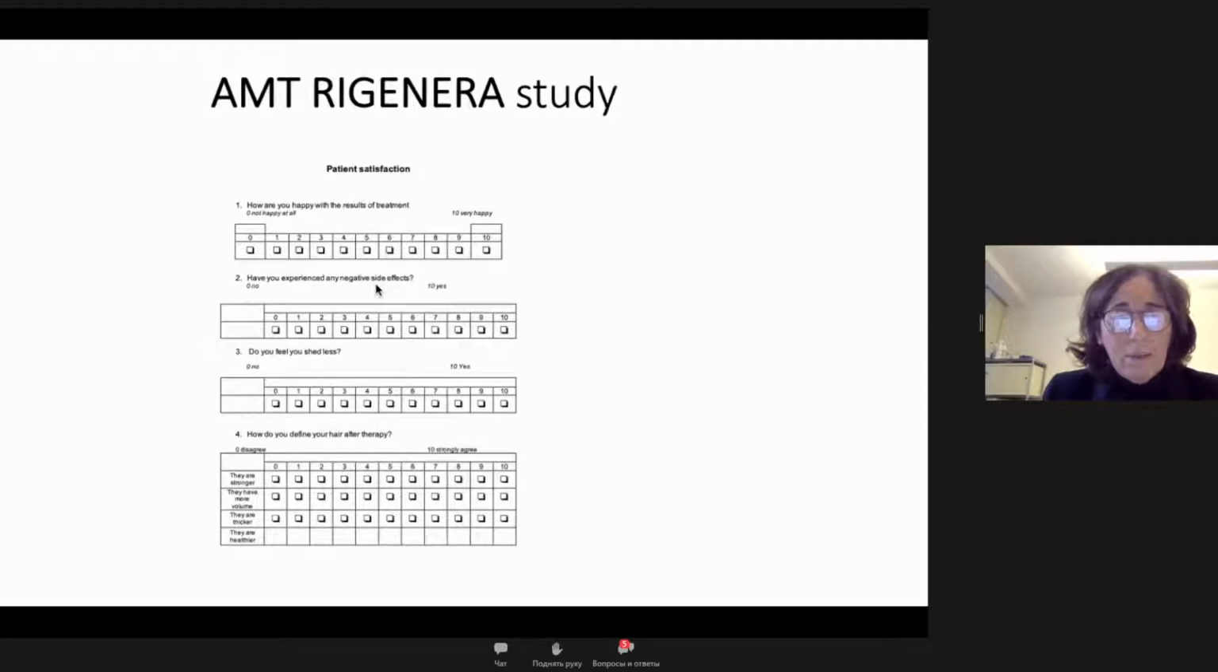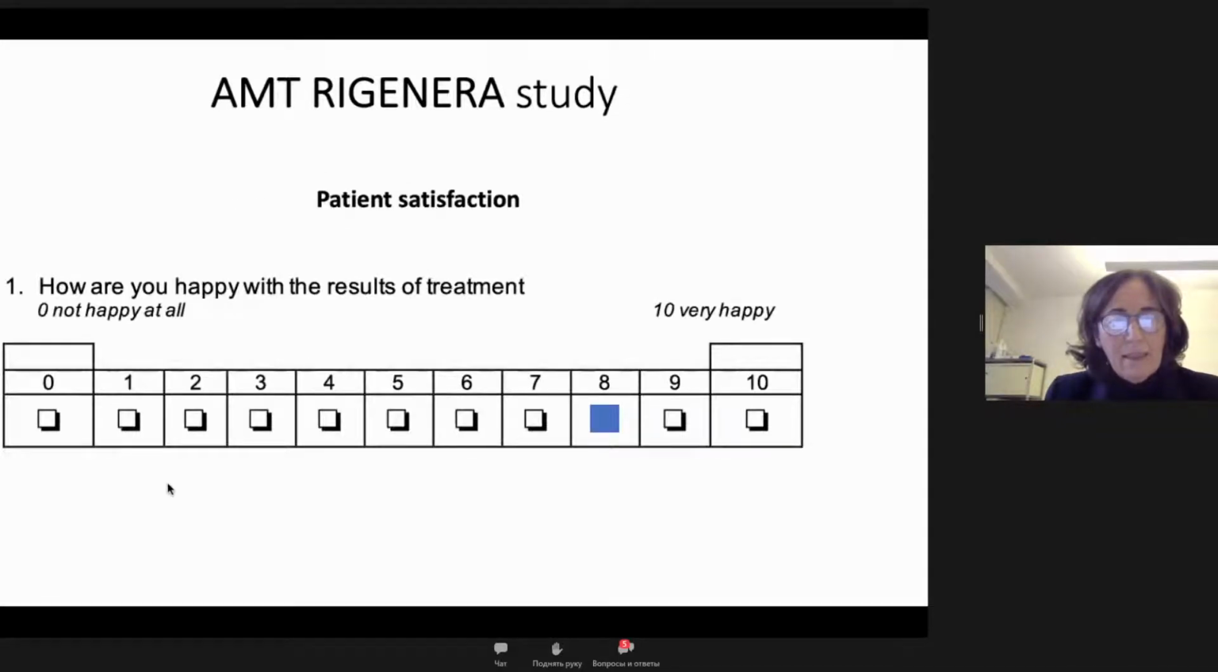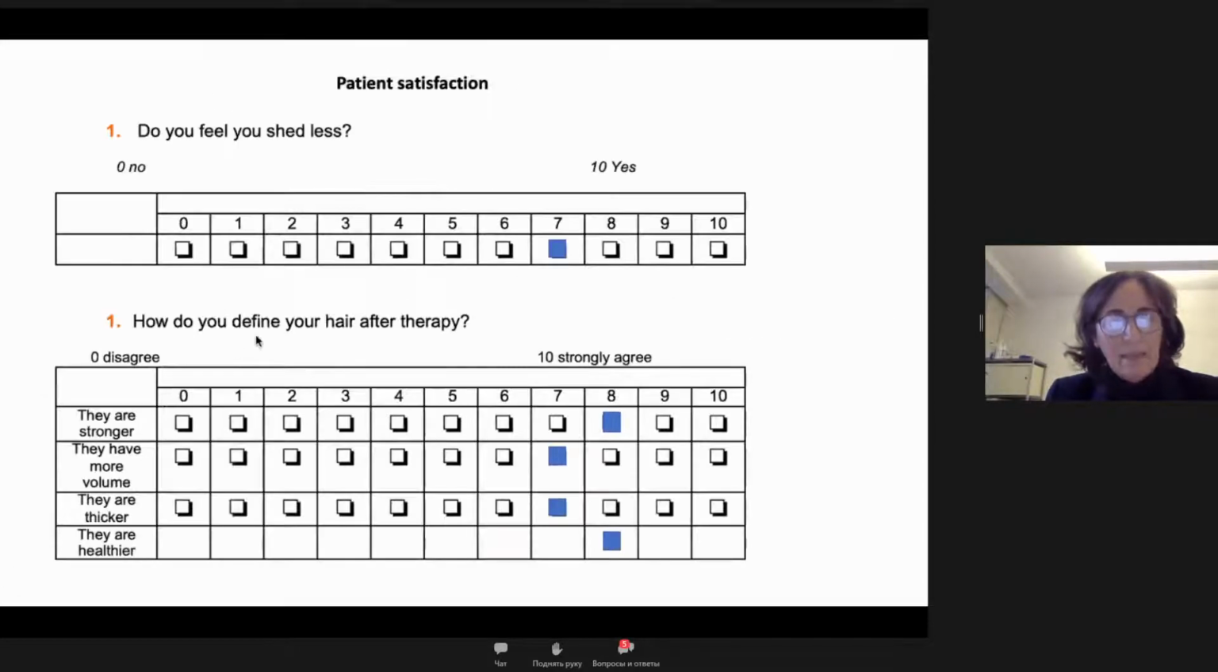This is the satisfaction questionnaire we administered to each subject, when we asked all of them if they were happy with the results of the treatment. Most of them answered yes, they were very happy. Most of them also experienced decreased hair shedding, and they described their hair as stronger, with more volume, thicker and healthier after the treatment.